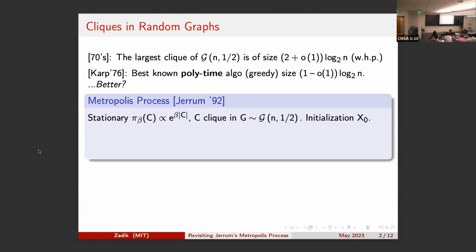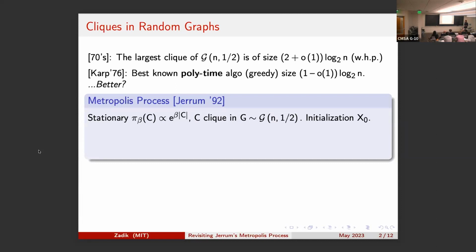So what Jerrum did is a natural thing. He said, if I take a sample from G(n, 1/2), that's just a uniform random graph, a bunch of random edges here. I'm going to define a natural Markov chain where the state space is all the cliques inside here. It's a random state space, but that doesn't matter. Then I will run some Markov chain on it that tries to sample from the stationary measure, where for any clique C I assign mass proportional to e to the beta times the cardinality of C. The idea is that if the inverse temperature is large enough, then sampling from this essentially almost optimally finds a large clique. So it's a valid sampling approximation of the problem.